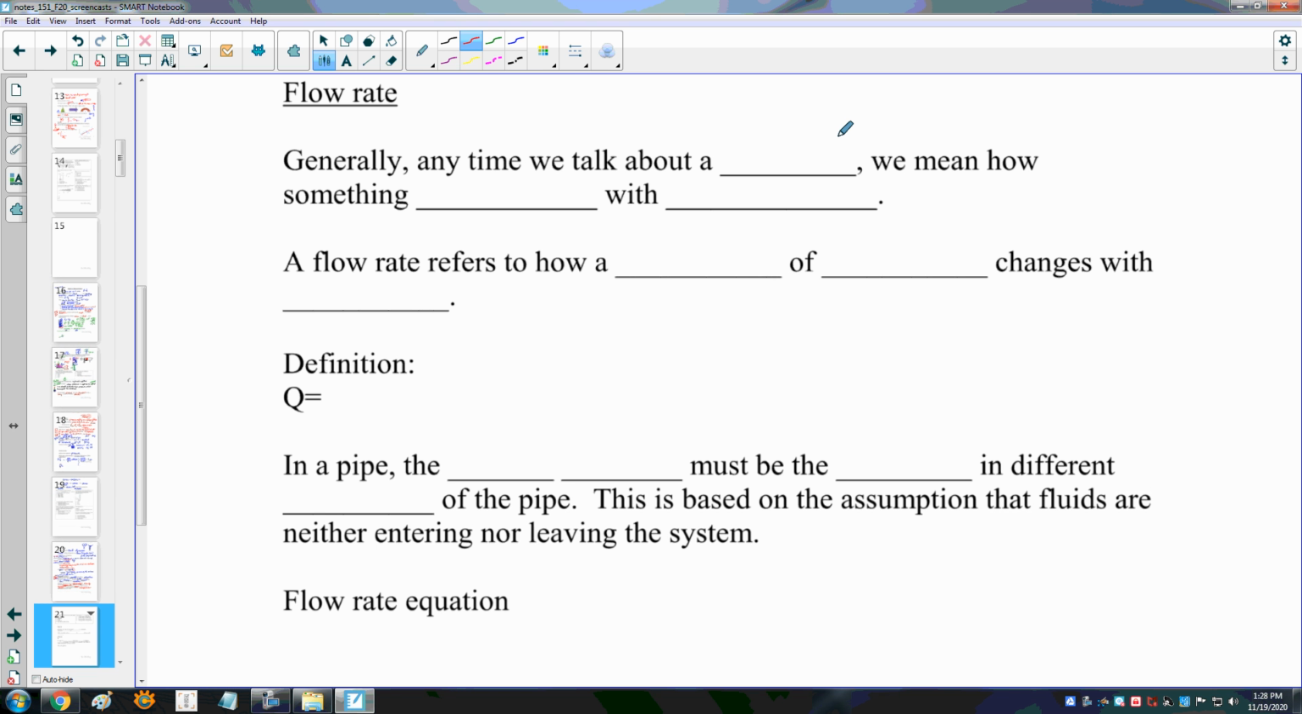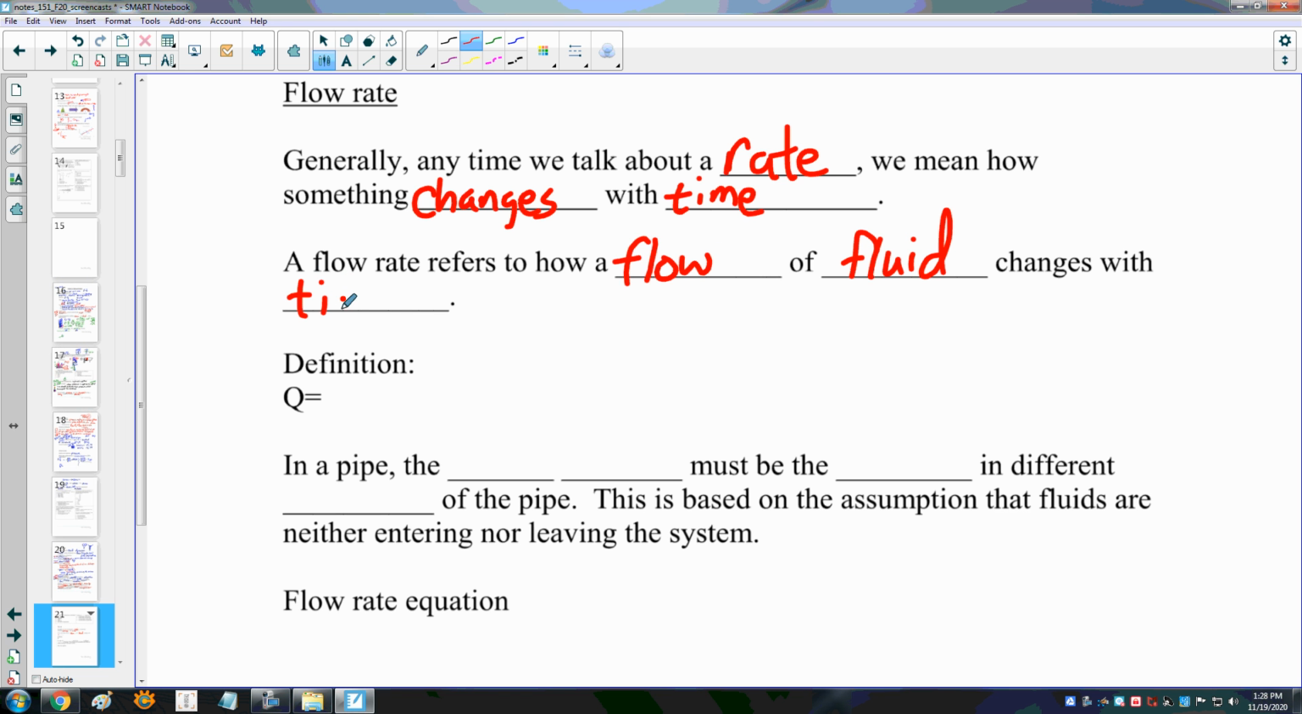Okay, so anytime we talk about a rate, generally we mean how something changes with time. That's almost always the case. Anytime we talk about a rate of change, we're always talking about how something changes with time. So a flow rate will refer to how a flow of fluid changes with time. In particular, we're looking at a change in volume over time. So this flow rate, which we're going to call Q, is defined as volume divided by time. So Q is equal to capital V divided by T.